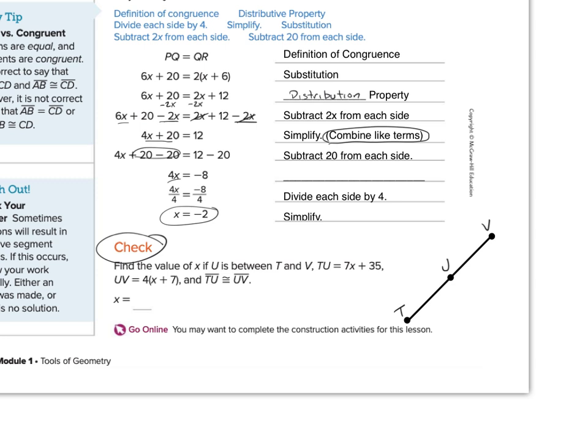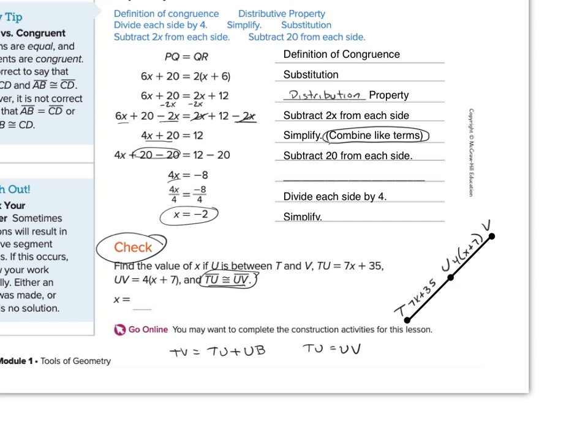What do I know? I know that TU plus UV... oh, I don't even need to worry about that. Right there, they told me that TU is equal to UV when they told me that it was congruent. So TU is equal to 7x plus 35. UV is equal to 4 times (x plus 7). And then I just make those things equal to each other and solve.